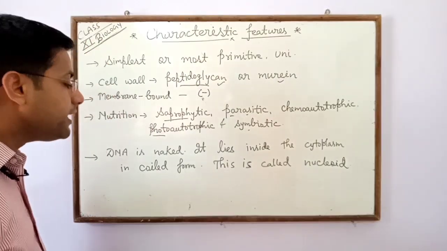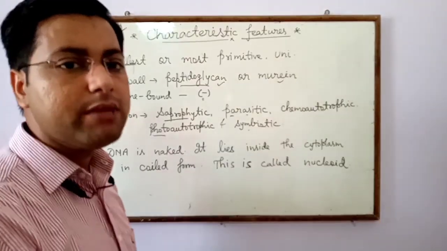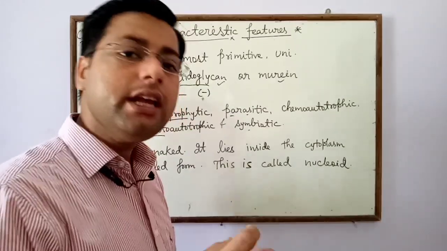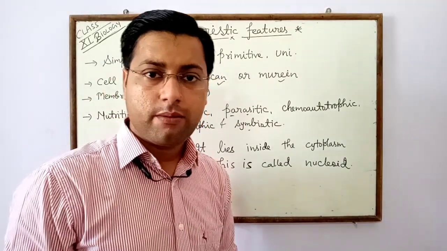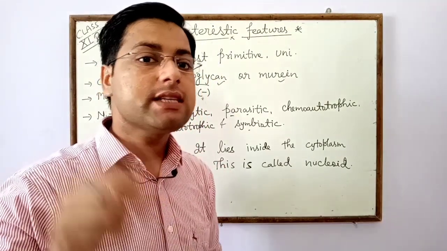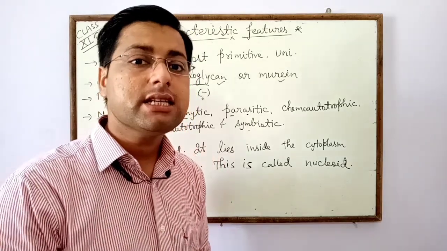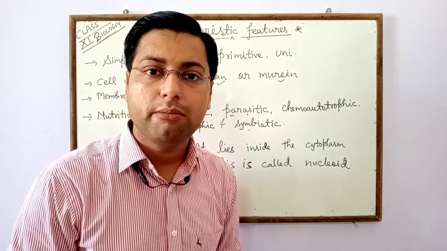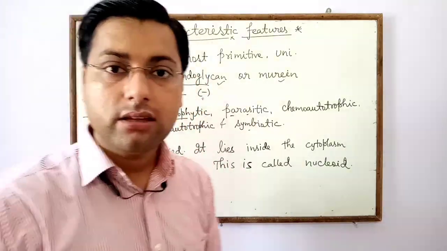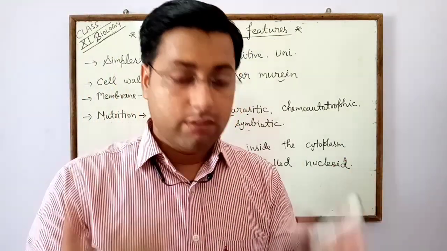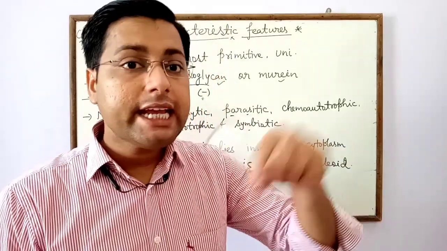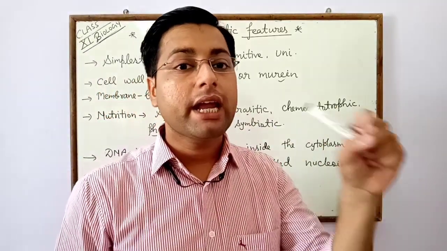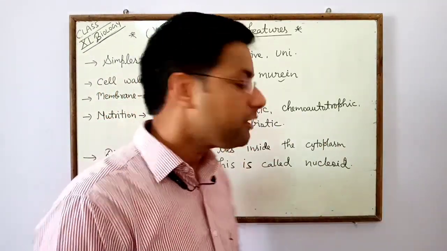After that, DNA is naked. DNA is naked means generally in case of eukaryotic cell, DNA is present inside the nucleus. While in case of Monerans, the nucleus is not well developed, means the nuclear membrane is not present in the nucleus of the Monerans. So DNA is naked, it is not surrounded by any membrane like the nuclear membrane.